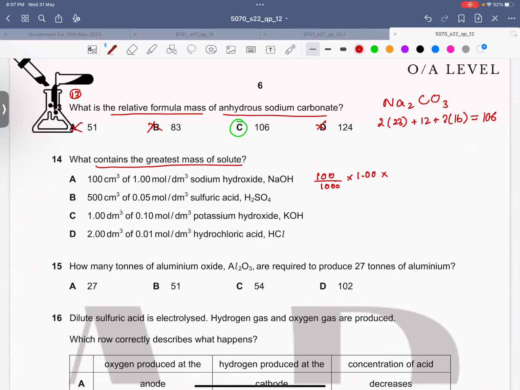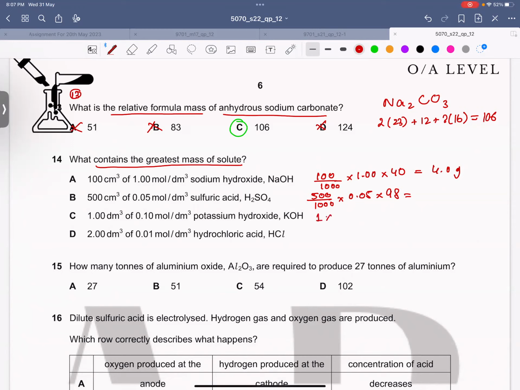So sodium is 23 and oxygen is 16 and hydrogen is 1, so it makes 40. So 100 over 1000 is 0.1. 0.1 times 1 gives you 0.1. 0.1 times 40 gives you 4 grams. Then 500 over 1000 times 0.05 times 98. 98 is the MR of the sulfuric acid. Just do this calculation and tell me.